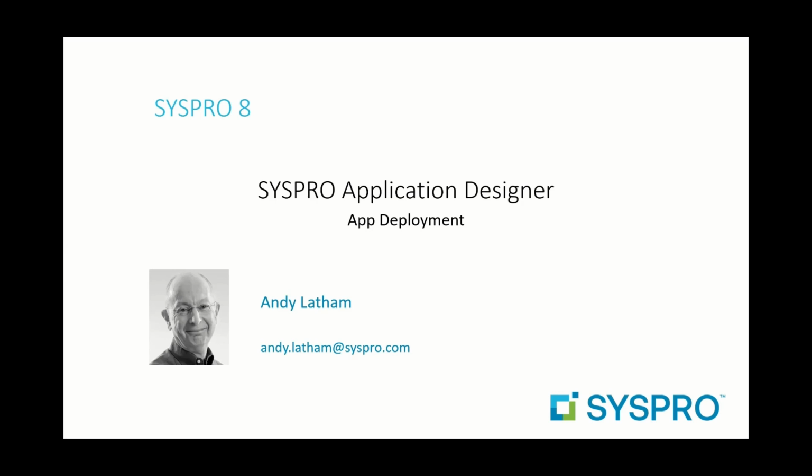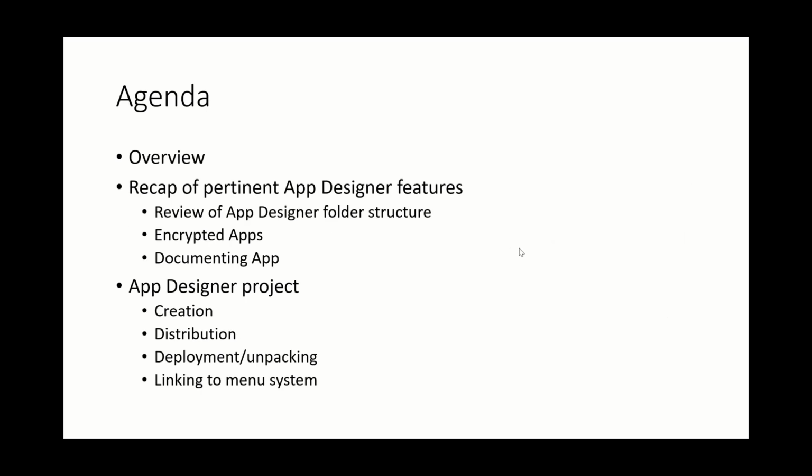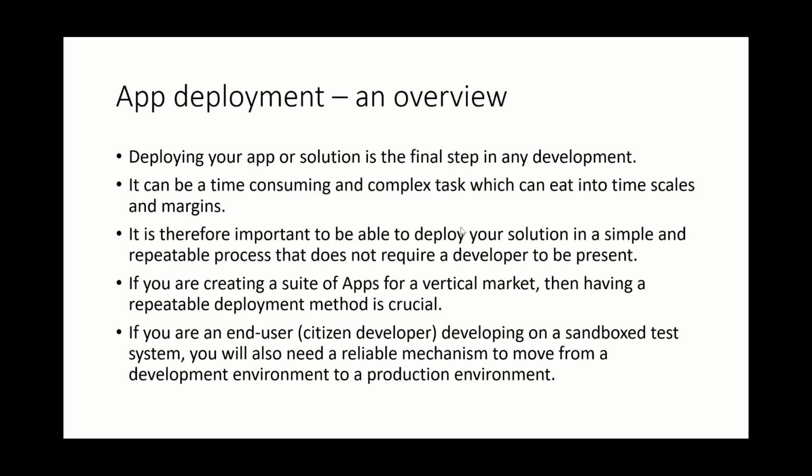In this course, we're going to be discussing how you take your applications and deploy them from a development environment to a live production environment. As with other courses, there are some prerequisites, but the key one here is that you'll have developed a couple of apps that you can use to experiment with and test the knowledge you're going to get in this course. We're going to cover a bit of an overview of deployment. We'll recap on the pertinent App Designer features from previous courses, and then we'll get cracking, creating our project, distributing it, and then linking it to another menu system.